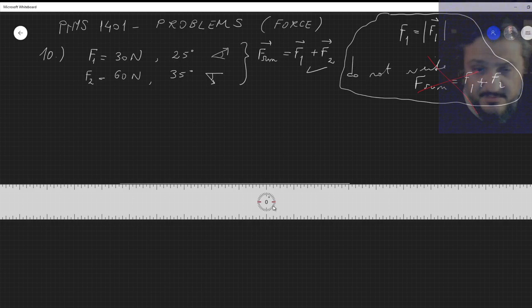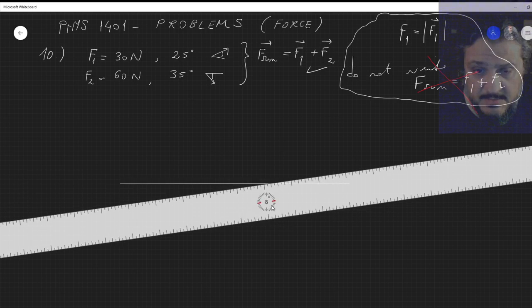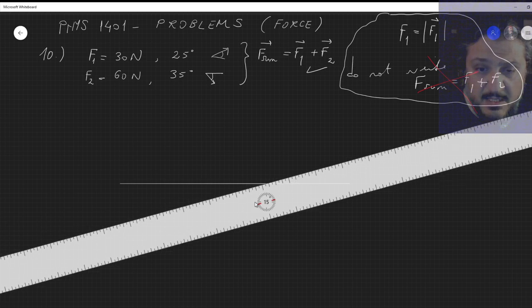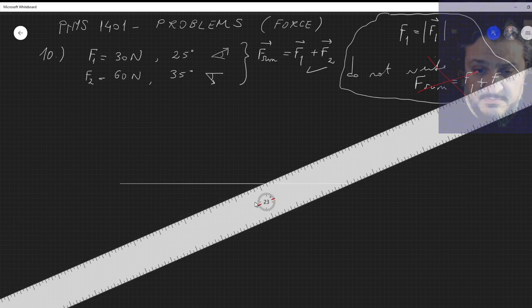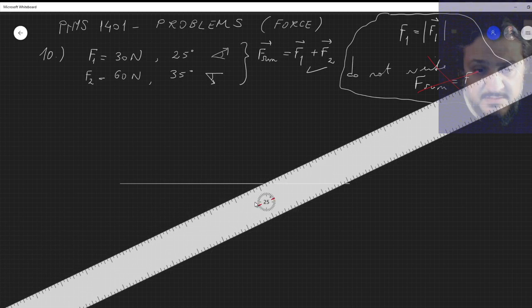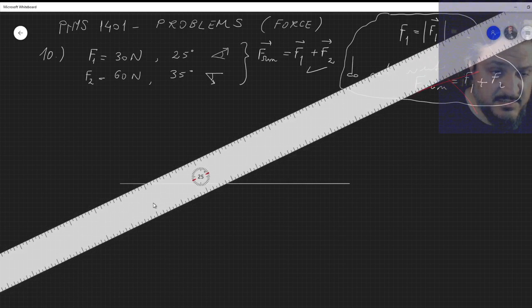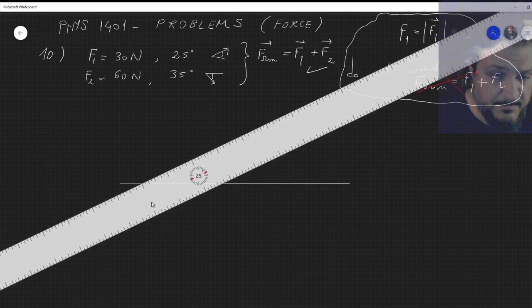F1 has to be 25 degrees above, so I have to rotate this. It doesn't say right or left, so I'm just going to pick the right direction, 25 degrees. I'm going to place this somewhere along this line, let's say right over here. So along this direction will be my F1 vector.